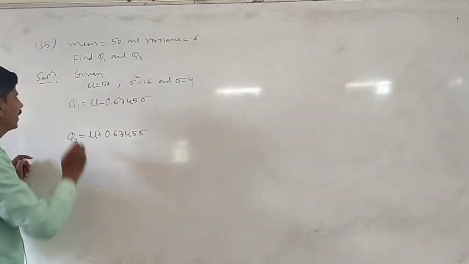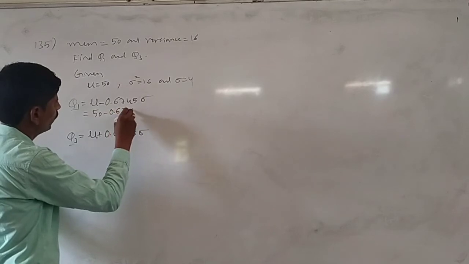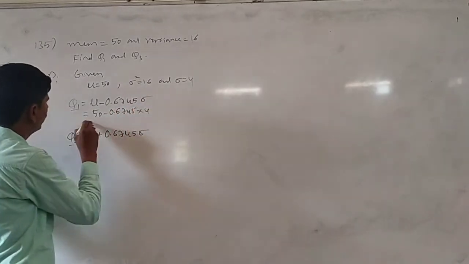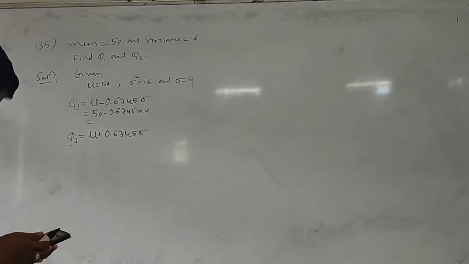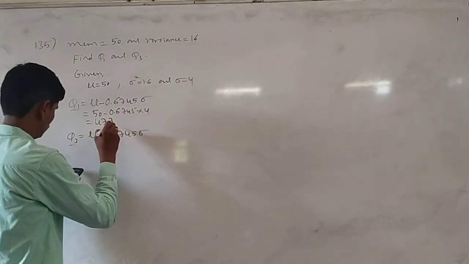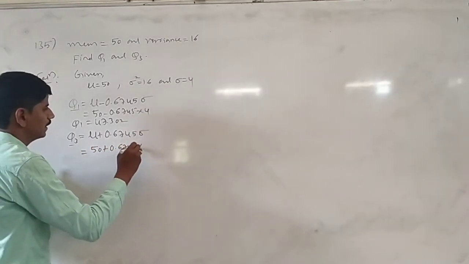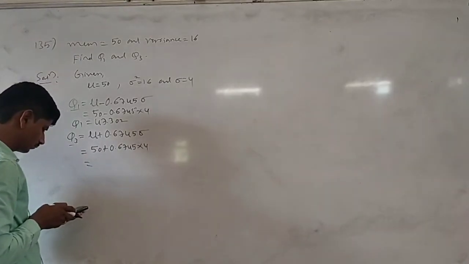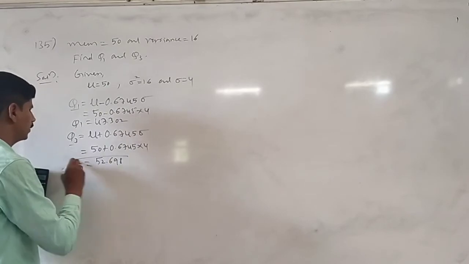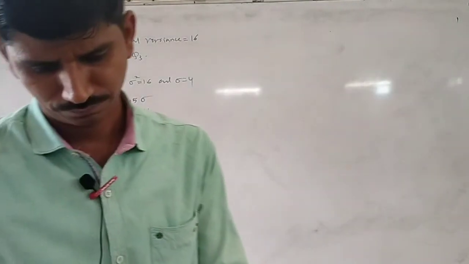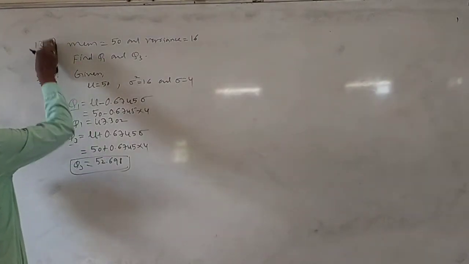Suppose mu and sigma values are given, then you have to apply this formula for Q1 and Q3. Substitute the values. Mu value is 50 minus 0.6745, sigma value is 4. 0.6745 into 4, 50 minus that is 47.302. It is Q1. Then Q3 equal to 50 plus 0.6745 into 4, then we get 52.698. Q3 value is 52.698. The next problem number 136.